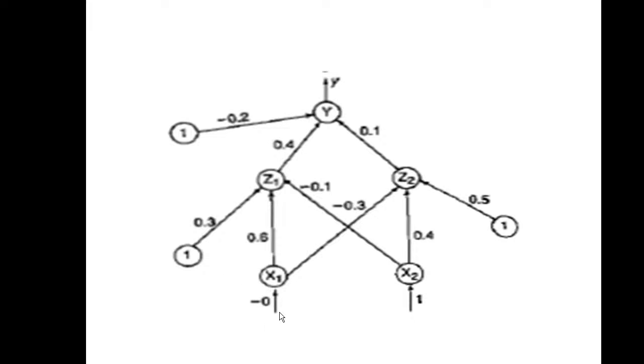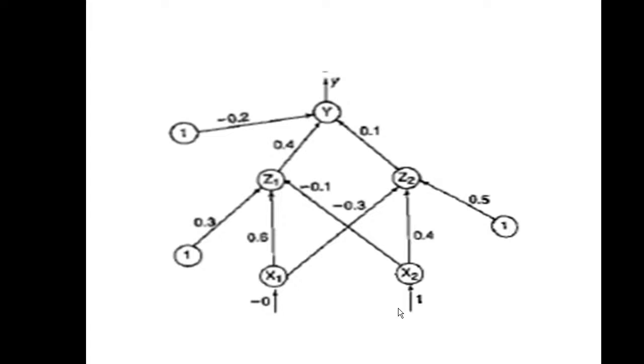So input pattern is given 0, 1. If you see in the question, input pattern is given 0, 1. That is what is shown over here. This is 0 and this is 1. It's not minus. Then the hidden layer is there. From x1, a 0.6 weight is going to z1, and from x2 a 0.4 weight. From x1 to z2, minus 0.3 is there, and from x2 to z2, minus 0.1.